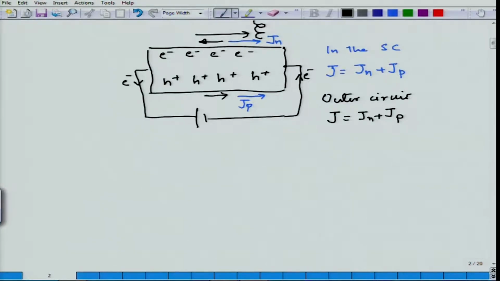Now, in this picture there are certain assumptions which I just want to state here, and the assumptions here are about the contact of the semiconductor with the wire, the contact characteristics.